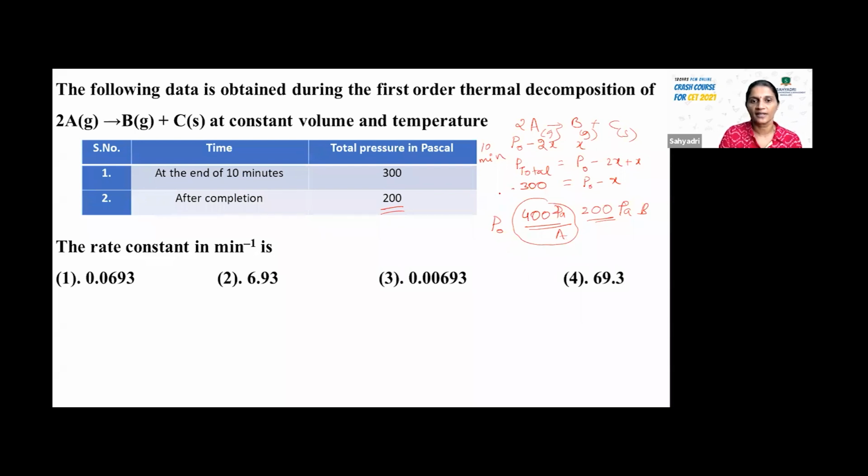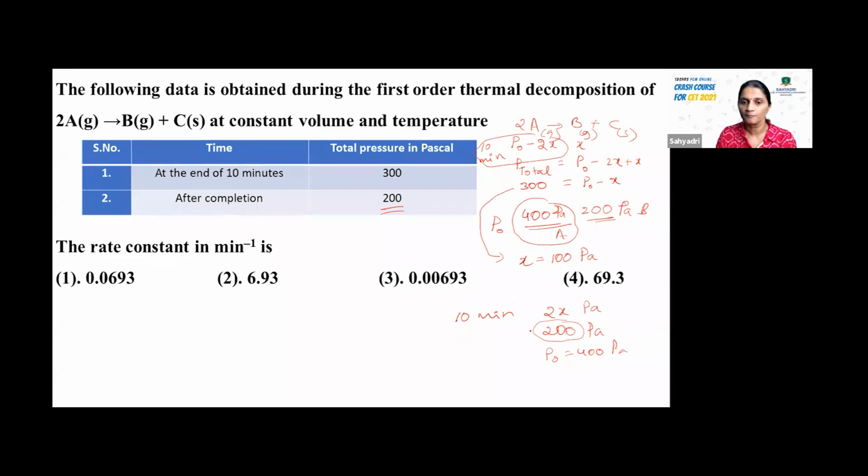So you have this data, right? 400 minus X is 300, so X is 100 Pascal in 10 minutes. Initially it was 400. So how much is reacting? 2X is reacting in 10 minutes, that is 200 Pascal is reacting. P naught was 400, so out of 400 Pascal, 200 is reacting.